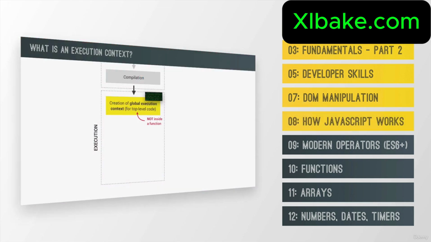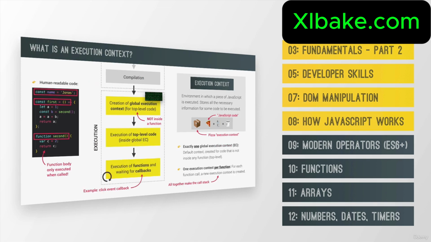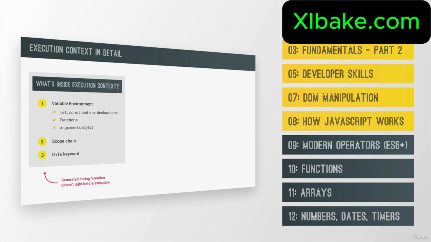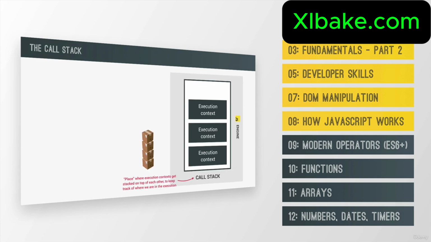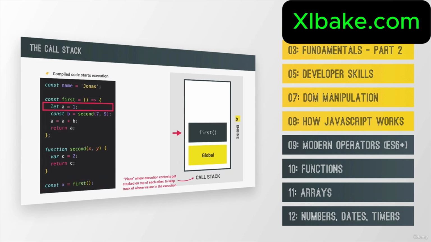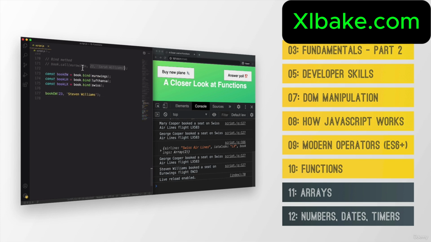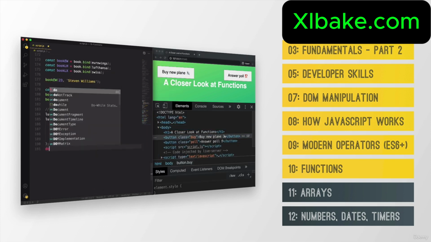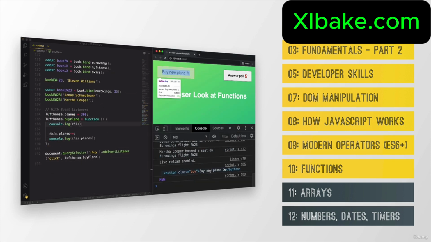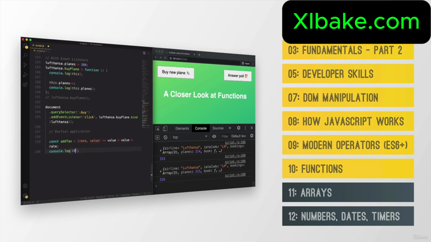Then in section 8, we will take a detailed look behind the scenes of JavaScript to learn how the language actually works. And this will give you valuable knowledge that many other developers simply don't have. Then in sections 9 and 10, we will keep working on our JavaScript fundamentals, but now with a focus on more modern ES6 topics, such as maps and destructuring, and also strings, functions, closures, and more.